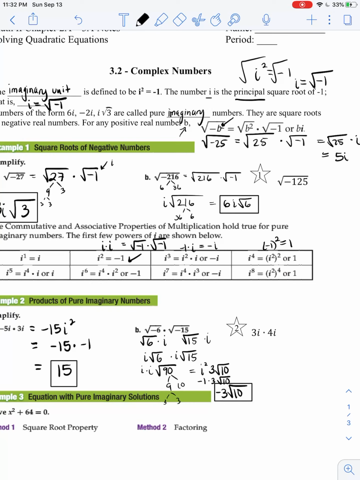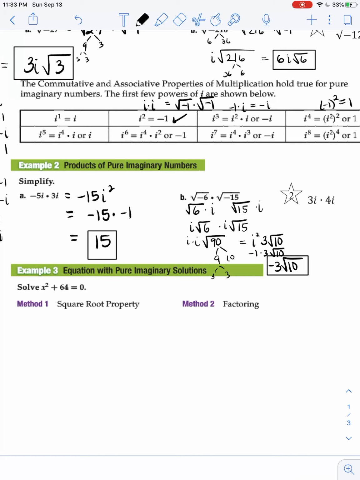All right, talking to myself. So the next one, try this. Go ahead and pause that, and then when you're ready to continue, you can keep it going.